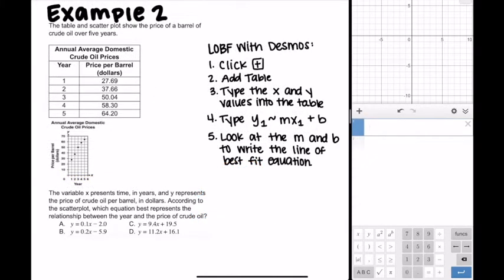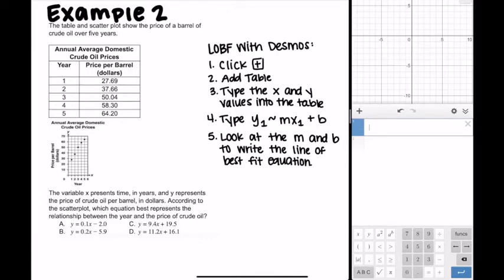In example 2, you have a table, but you also have a graph that you can look at. So the graph is going to give you an idea of what the correlation is between the x and y value. But notice that our question is essentially going to ask us for the line of best fit equation. So this table and scatter plot show the price of a barrel of crude oil over 5 years. The variable x represents time in years and y represents the price of the crude oil per barrel in dollars. According to the scatter plot and the table, which equation best represents the relationship between the year and the price of the crude oil?